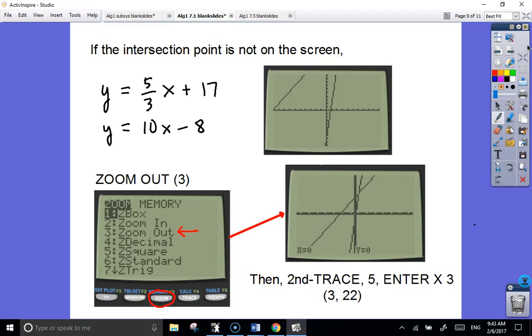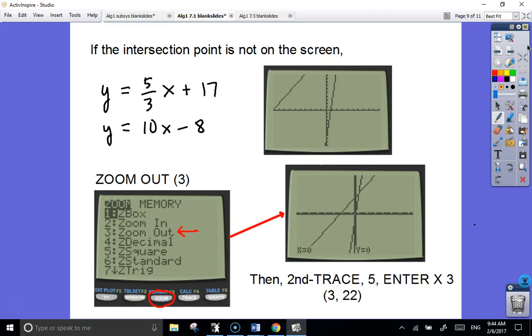What I'm going to do is zoom 3. I think I can pull this down first. There you go. Right, zoom is right there. 3 is zoom out. So if you load these on Y1 and Y2, then do zoom 3, enter, and you'll see that screen. And now do you see the intersection point? Yeah. So now you can do second trace 5, enter, enter, enter. Okay, you should be trying it, right? Make sure you can do it. Make sure you can see it.